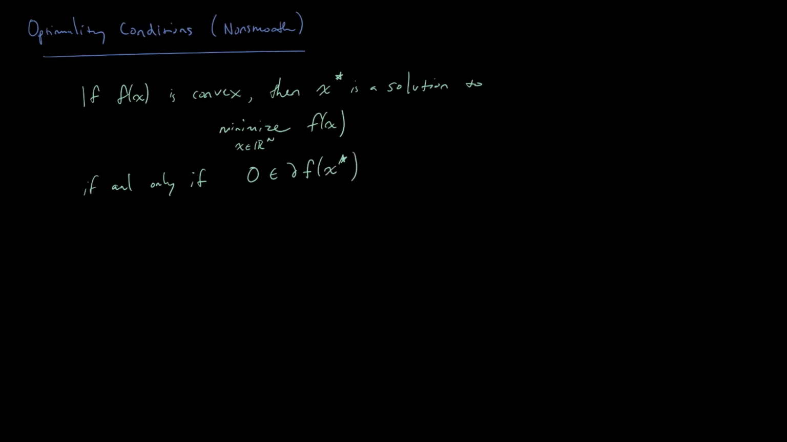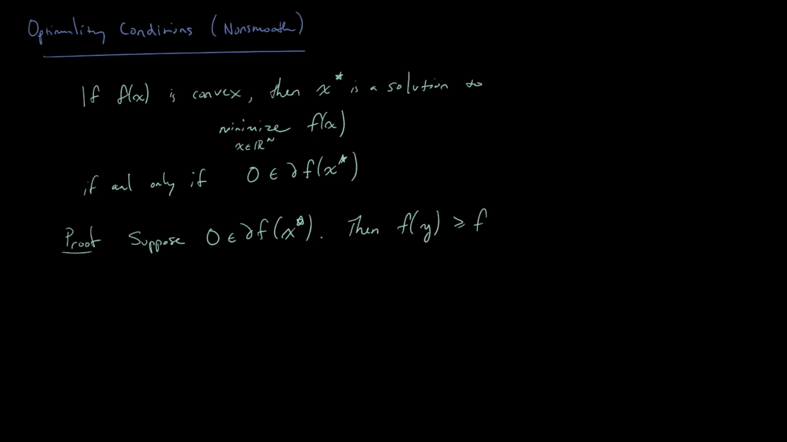So before we wanted to say that the gradient of f was equal to 0. Now it's possible that f might have many subgradients, and all that matters is that one of those subgradients is 0. And this is easy to show. So first of all, let's show that if 0 is in the subdifferential, then we have a minimum.